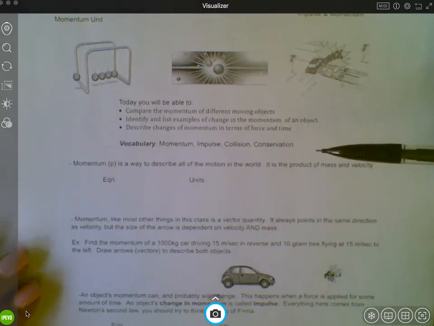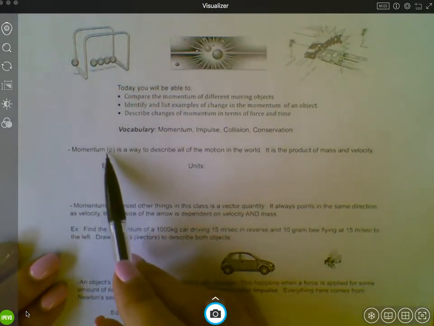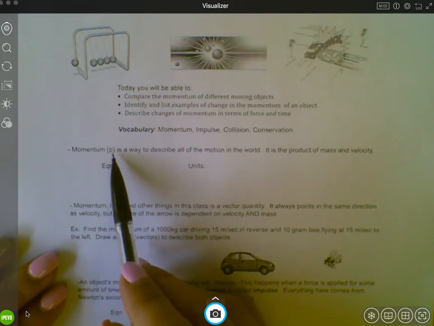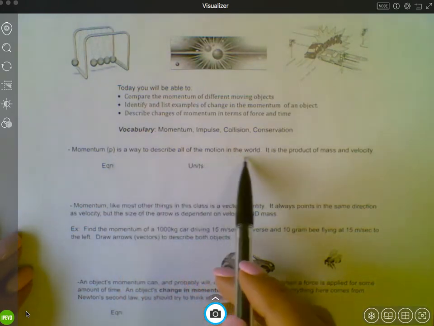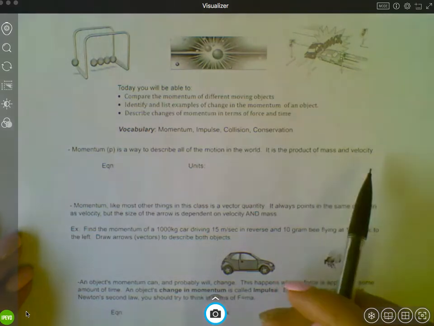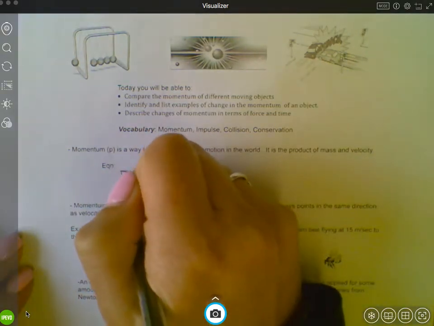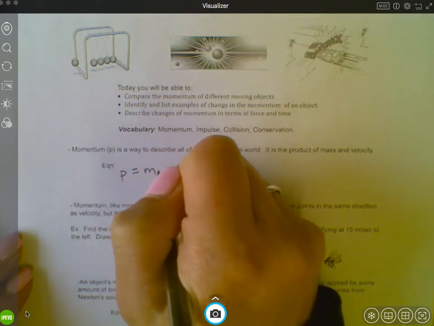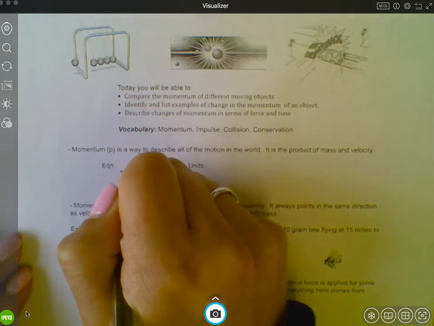The vocab for today. Momentum, we use the letter P. I know that's weird, but if we use M, it's like mass, so we really can't do that. We use a lowercase p. It is a way to describe all the motion in the world, and it's the product of mass and velocity. So it's just a quantity of motion using mass and velocity. So P equals M times V, where P is momentum.